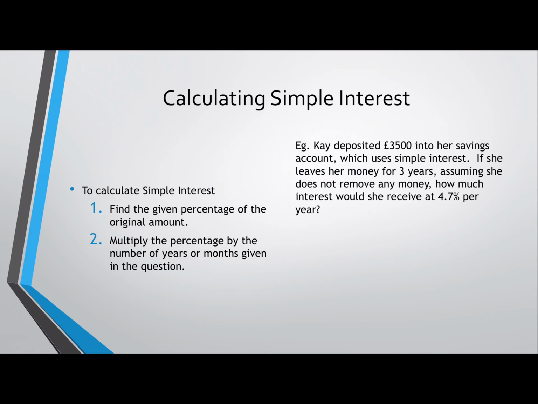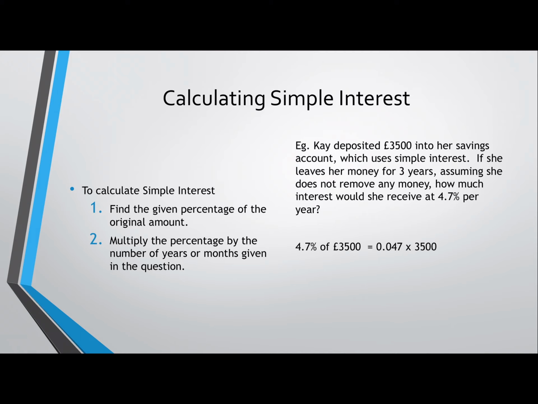So here we have an example. Kay deposited £3,500 into her savings account, which uses simple interest. If she leaves her money for 3 years, assuming she doesn't remove anything, so this is one of the things with simple interest and compound interest as well, we're going to be looking at people just leaving their money in their account and not touching it, not taking any out, not putting any more in, just leaving it for a number of years or months. So she leaves her money for 3 years. How much interest would she receive at 4.7% per year?